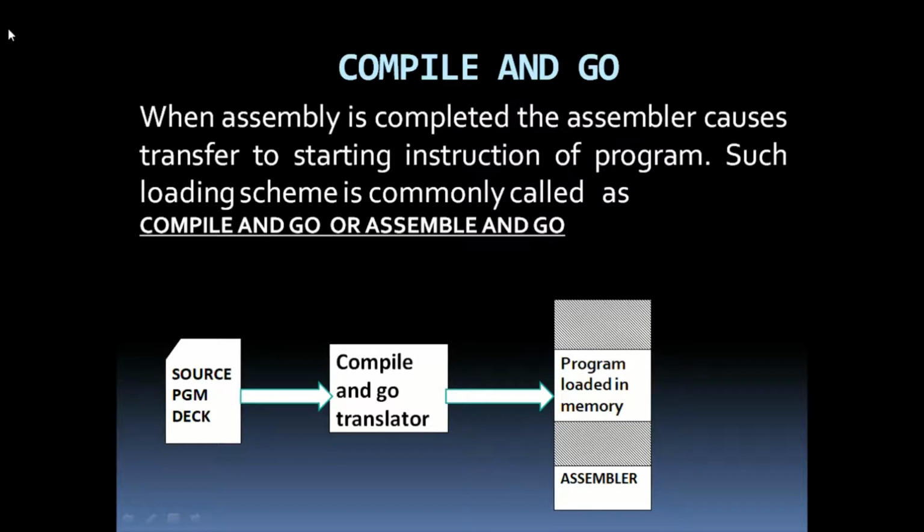There is a source program. Now compile and go translate has been taken. So in the memory, you can see that the program has been loaded and on the other side the assembler has been loaded. That means the assembler and the program are loaded simultaneously. What will the assembler do? The assembler will first translate it into machine language and then execute the object program that has been created.